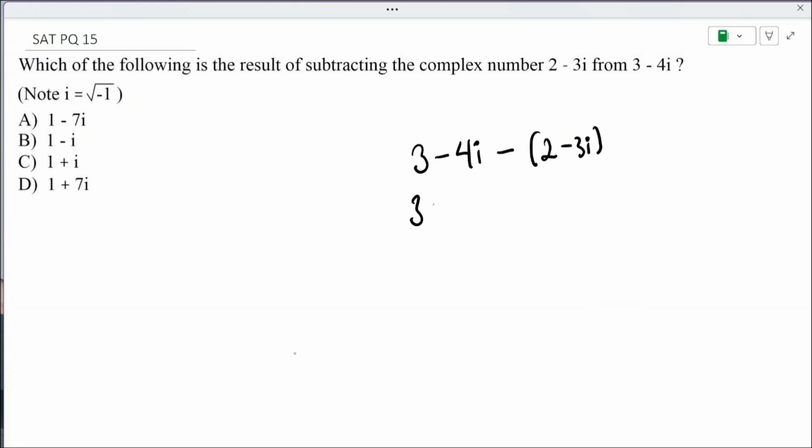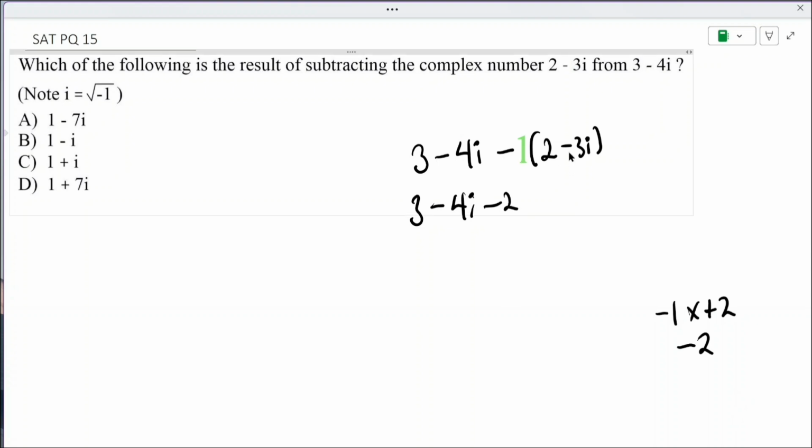We have 3 minus 4i. Then we open this bracket. Note that there's a 1 here even though it's not visible. And the 1 owns the negative in front of it. And you multiply minus 1 by plus 2. That's minus 1 times plus 2. Negative times positive will give you negative. 1 times 2 would give you 2. So you have negative 2.